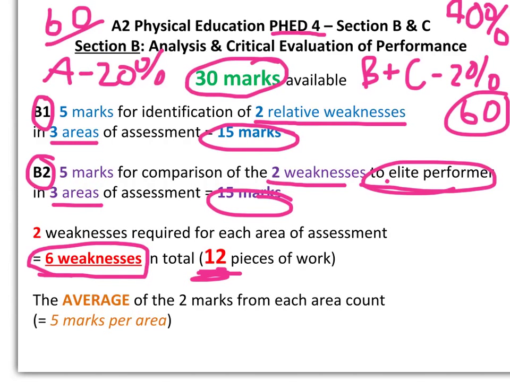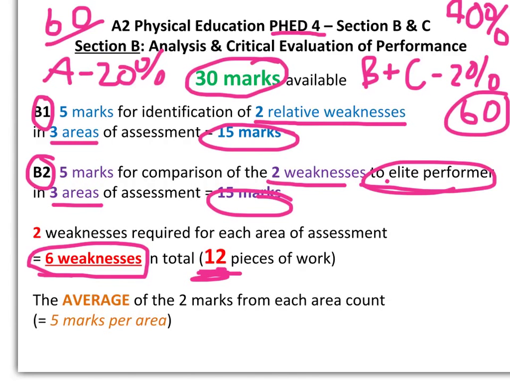So you're going to get a mark out of 5. So for area 1, you get a mark out of 5 for weakness 1, and you get a mark out of 5 for weakness 2, and then we take an average per area. So what you'll end up with is 6 marks for B1 and 6 marks for B2.